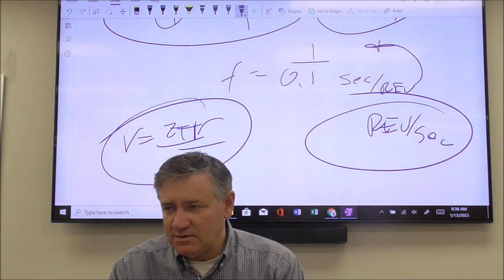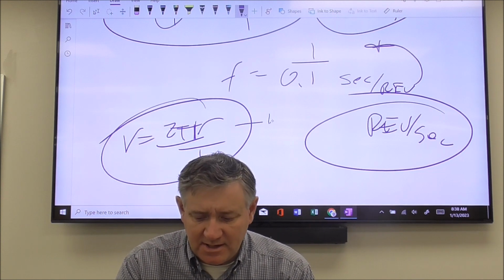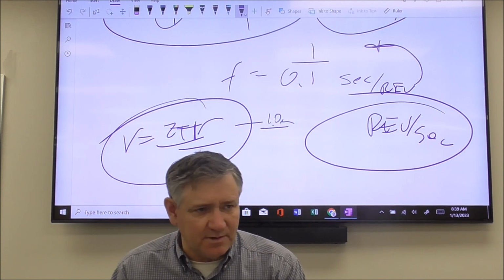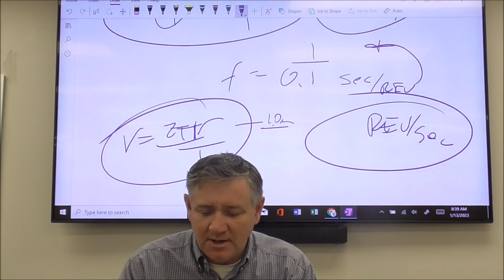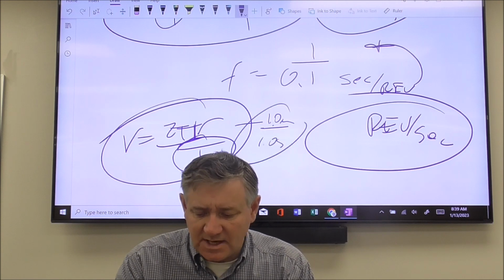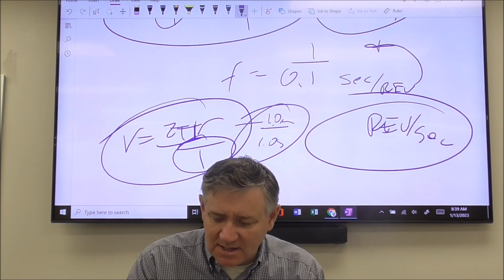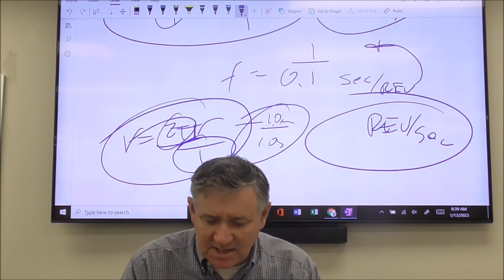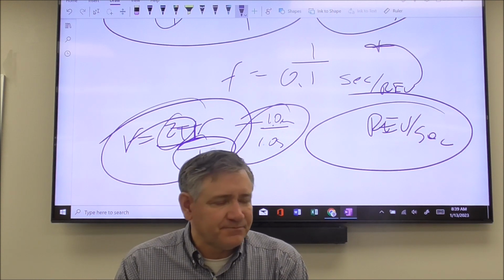One option is that you do smash mouth physics. You come in here and you say, okay, I'm going to let the radius be 1 meter. It's a simple number. So you have 2 pi times 1 meter. And an easy period to use would be 1 second. So if you like smash mouth physics, take 2 pi times 1 meter, divide that by 1 second. Oddly enough, you get 2 pi. Okay? That's your answer, 2 pi.